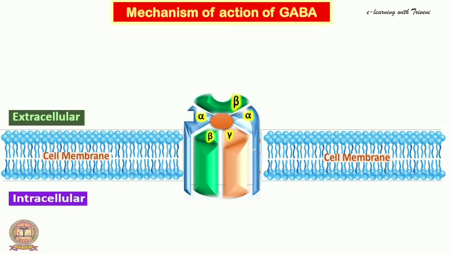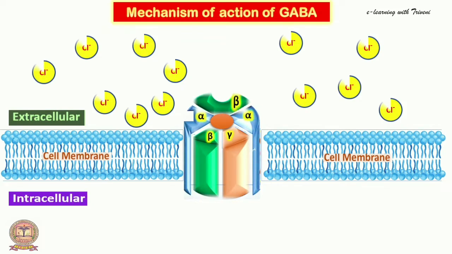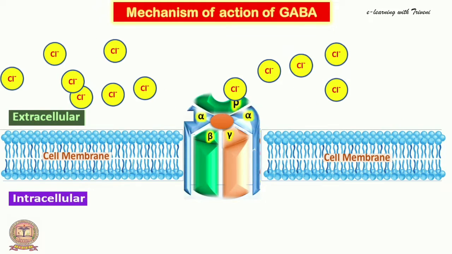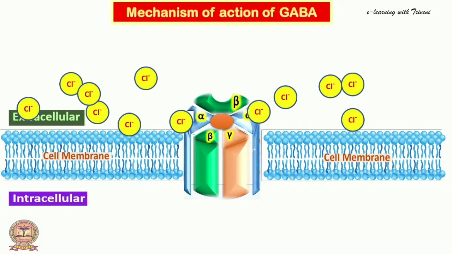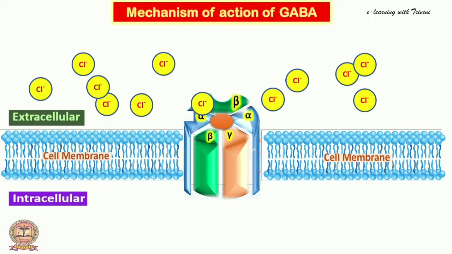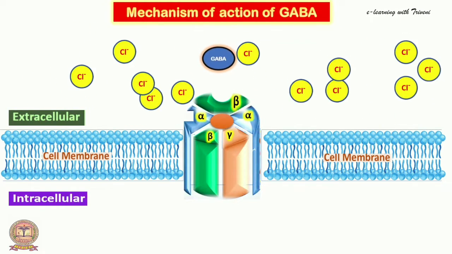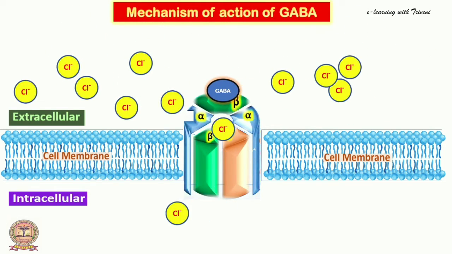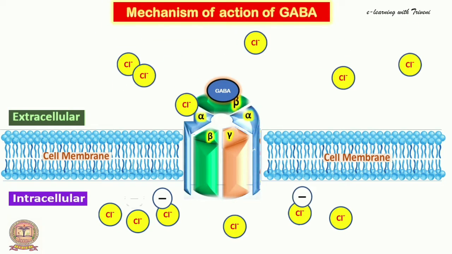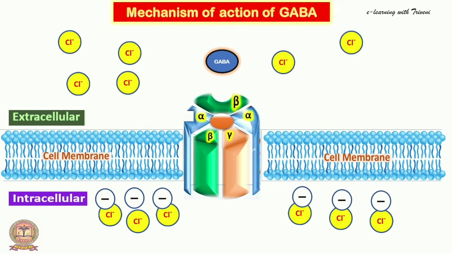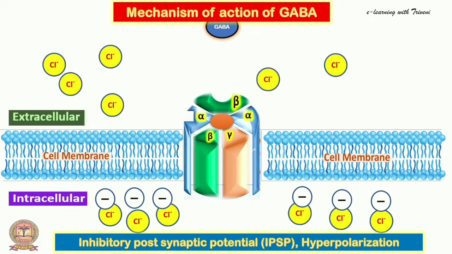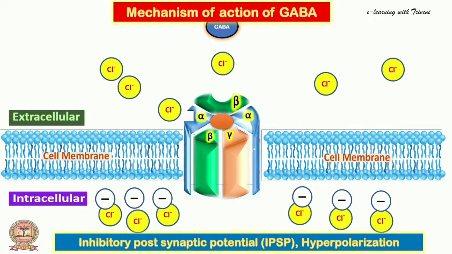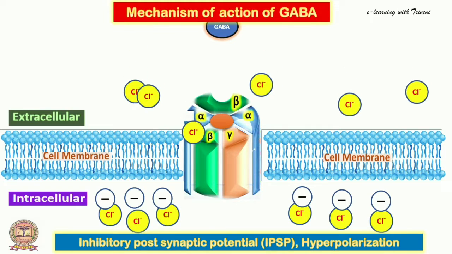GABA is the primary agonist for the GABAa benzodiazepine receptor chloride channel complex. Here we can observe that the chloride channel is closed, so chloride ions cannot enter into the cell. Whenever GABA binds with the GABAa receptor, this binding leads to conformational changes in the subunits of the GABA complex. It results in opening of the chloride channel. Upon opening, chloride ions enter into the cell, which increases the negative membrane potential and leads to hyperpolarization of the cell membrane.